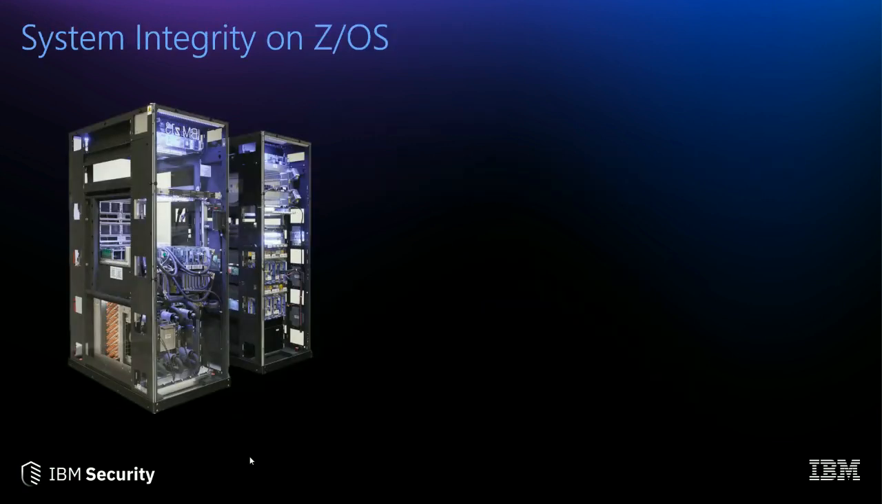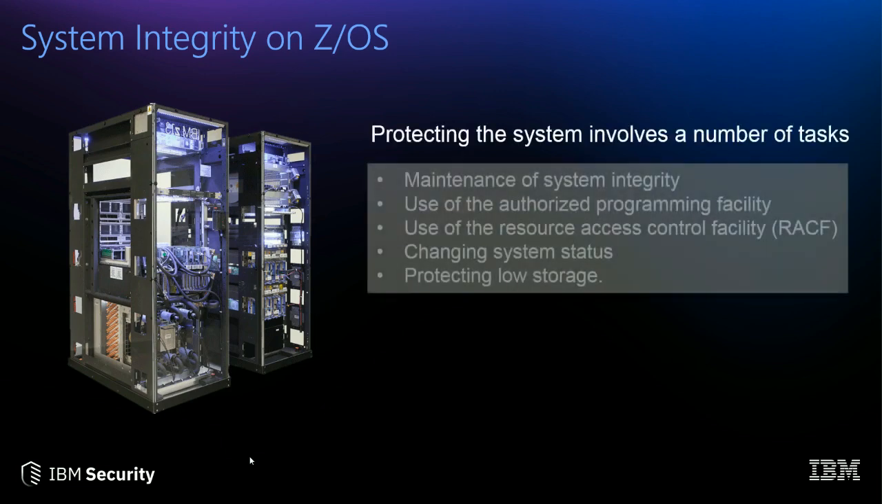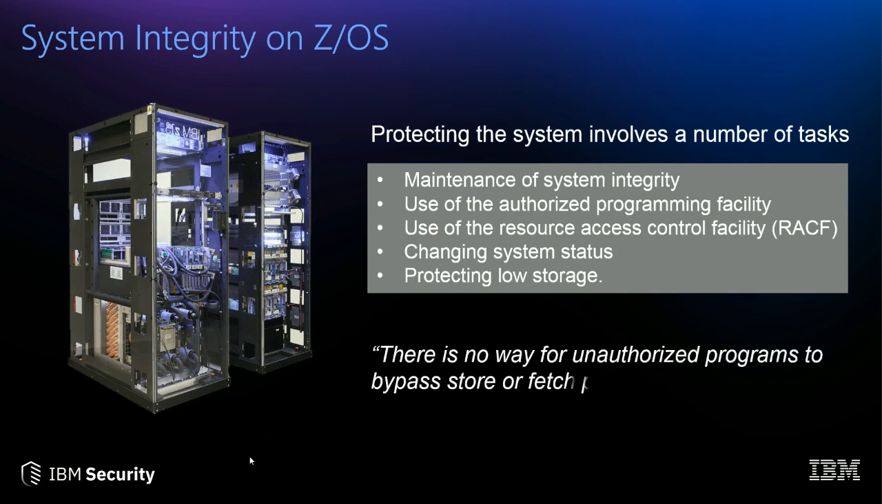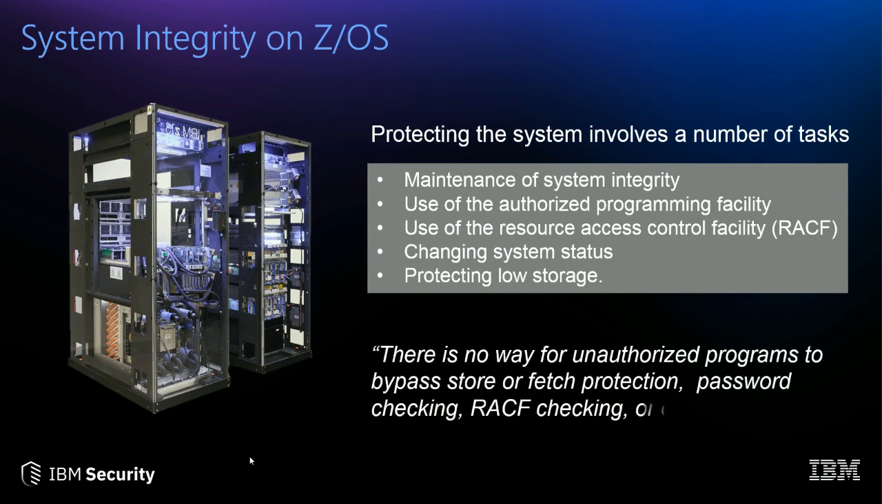In particular, on z/OS, we can consider system integrity as the inability of any unauthorized program to circumvent or disable store or fetch protection, or to access a resource protected by a security server, or to obtain control in a privileged or authorized state. That means a program that runs with APF authorization or in supervisor state, that is a privileged state with a protection key less than 8.